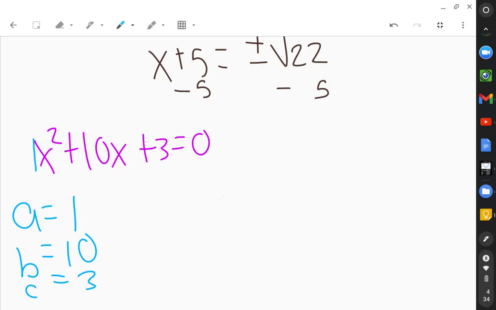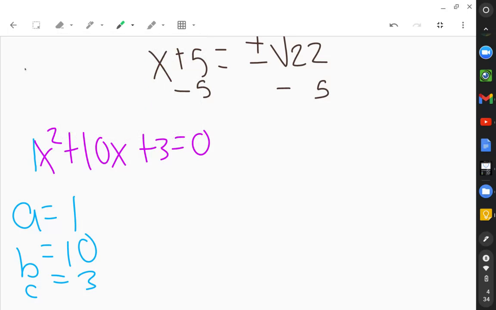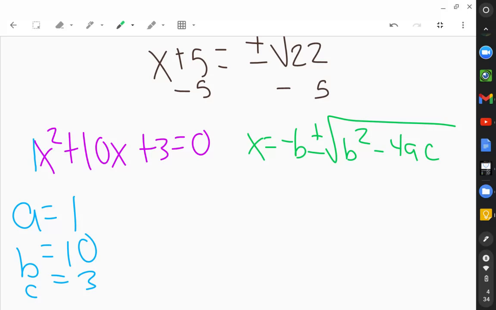You're going to write the quadratic formula. If not, it should be provided for you for that problem. x equals negative b plus or minus the square root of b squared minus 4ac over 2a. And now I'm going to rewrite the quadratic formula, but now I'm going to be substituting in those a, b, and c values.